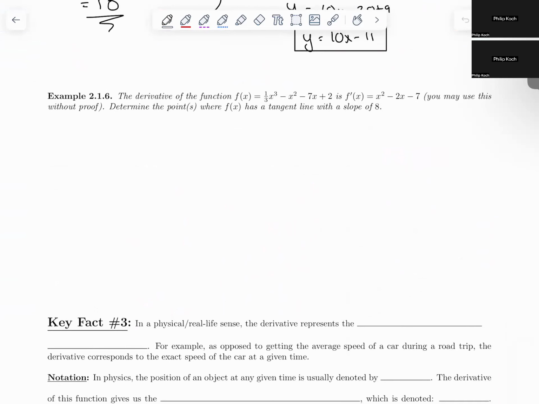Example 2.1.6. The derivative of the function f of x equals 1/3 x cubed minus x squared minus 7x plus 2 is f prime of x equals x squared minus 2x minus 7. You can use this without proof, meaning that we don't need to go through and find the definition of the derivative. I don't want you to do 1/3 times x plus h cubed.